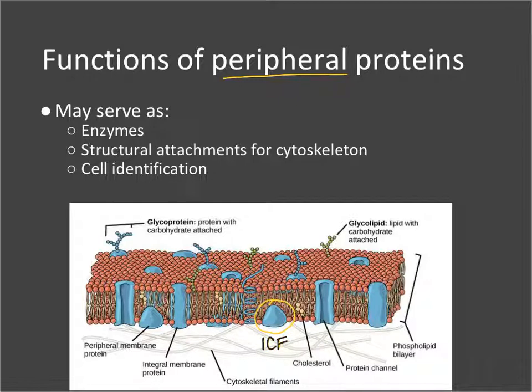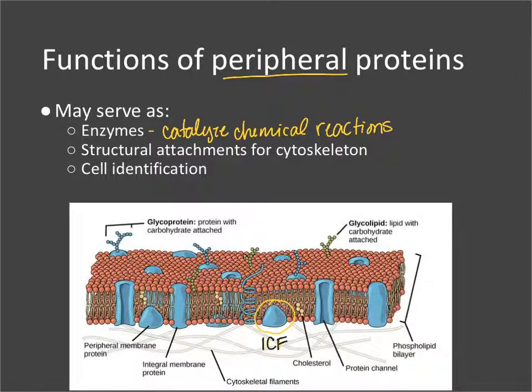Now these peripheral proteins can serve a couple of different functions. One is that they can be enzymes. So remember that enzymes are substances that catalyze chemical reactions. So that just means that these are things that can speed up chemical reactions.